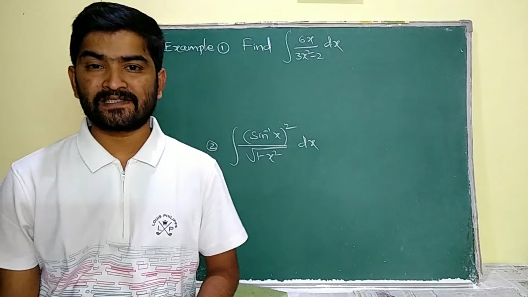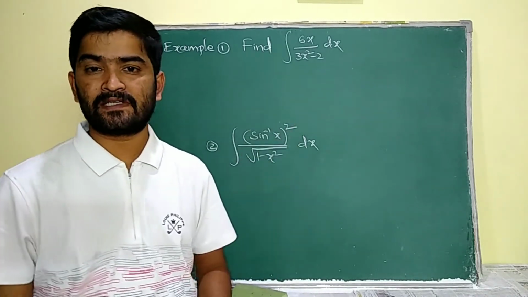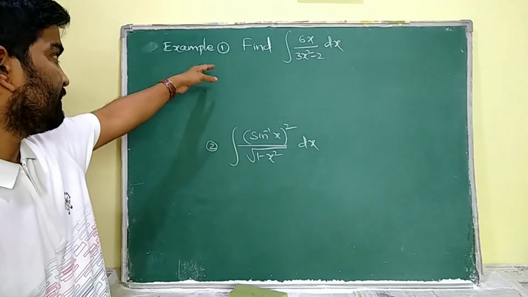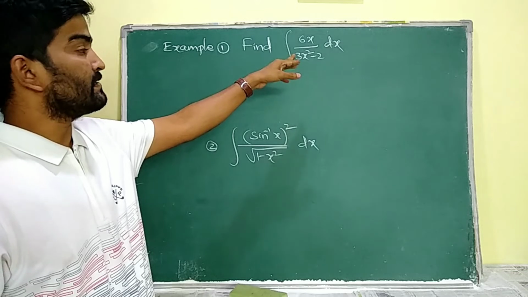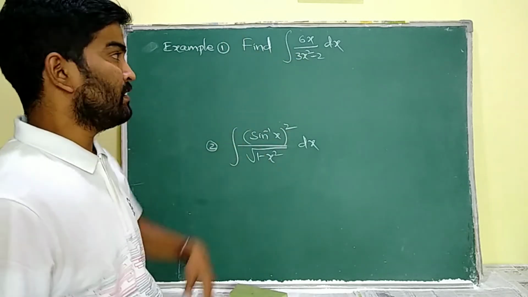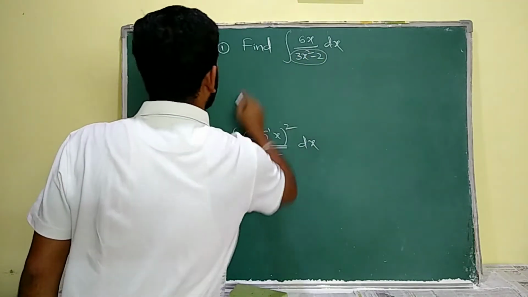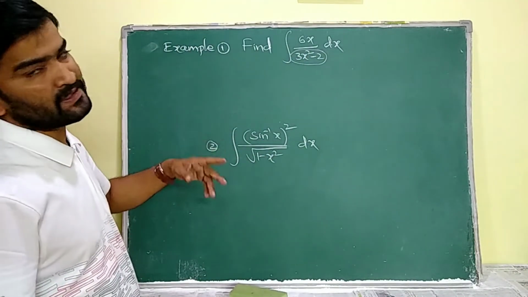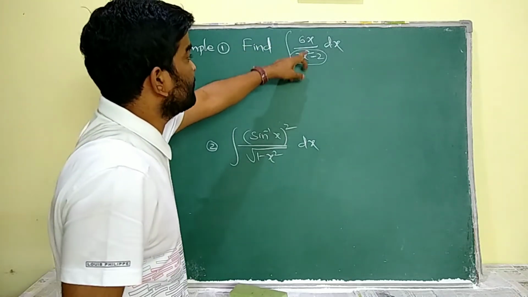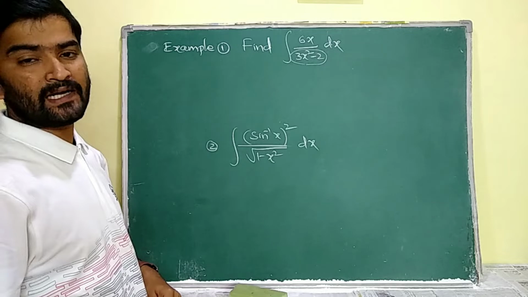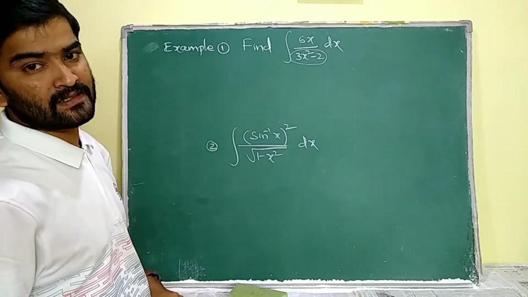Now we are going to discuss the application of the formulas which we discussed earlier. For that, see, the first example is find integral 6x by 3x square minus 2 dx. Observe keenly. Here the denominator 3x square minus 2 is our function. Let us suppose that is our required function f of x. Its derivative is already there in the numerator. See, 3x square minus 2's derivative is 6x.